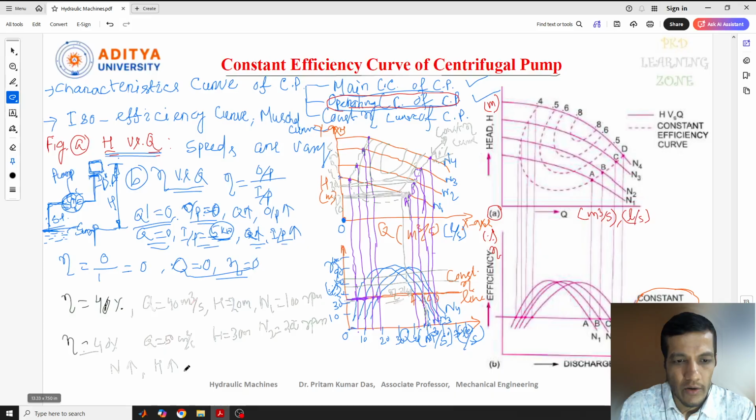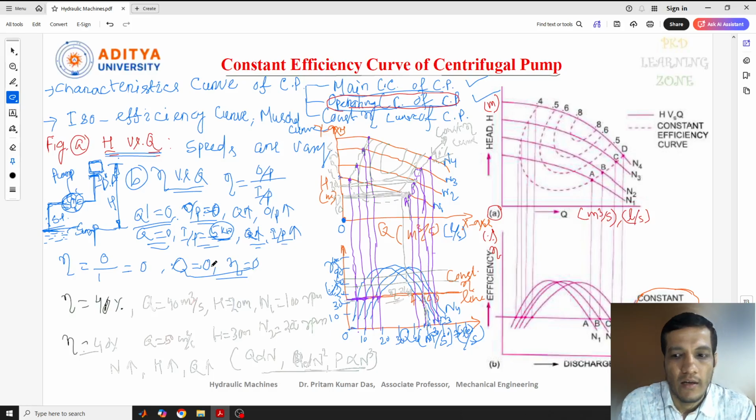Along with that, I can also say our discharge is also increasing, because we know some correlations: Q is directly proportional to N, and H, the head, is directly proportional to N square. I'm showing the speed correlations, and the power correlates with N cubed. These things we already discussed in our previous lectures.